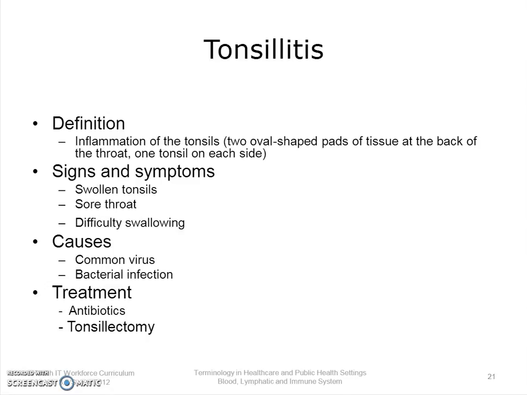There's another problem that affects the lymphatic system called tonsillitis. Tonsillitis is the inflammation of the tonsils. The tonsils are two oval-shaped pads of tissue at the back of the throat. There is one tonsil on each side. Signs and symptoms of tonsillitis include swollen tonsils, sore throat, and difficulty swallowing.